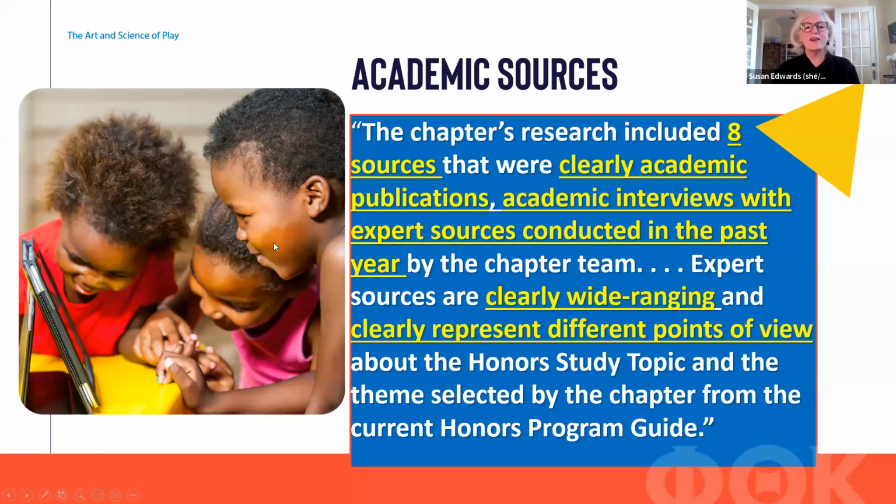So academic sources are different. You need to use 8 academic sources. Now, they're clearly academic publications, and those are journals. Those are things that have been vetted. They might be books by scholars. They might be books by serious journalists. You can tell sometimes by looking up and seeing, are there footnotes? Are there sources cited so that you could actually go to some of the sources and take a look at them?